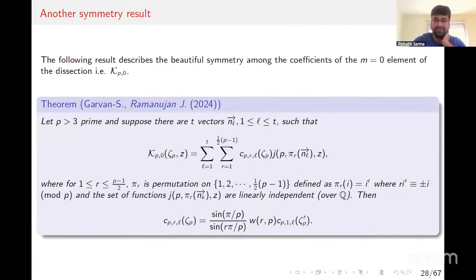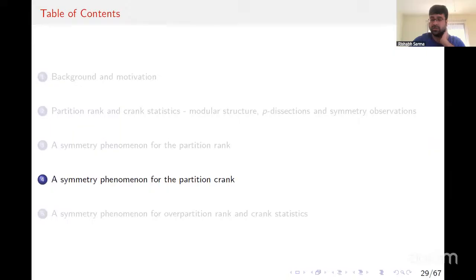So the following result explains this symmetry. We can find this result provided we can write the dissection element in terms of these generalized eta functions, or our Biagioli functions, or our functions J, which are linearly independent over Q. Then, as I said, from the first cyclotomic coefficient, you can generate the rest using this result. Okay, that ends the first portion.